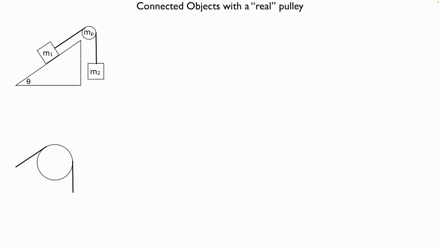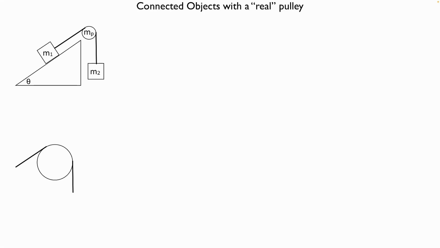The approach is to draw free body diagrams for all of the objects in the problem. There are more than 2 objects now. There's mass 1, there's mass 2, and there is the pulley. You can see I've already started a zoomed-in version of the pulley. We'll get to that in a second. Let's just do the chapter 5 stuff.